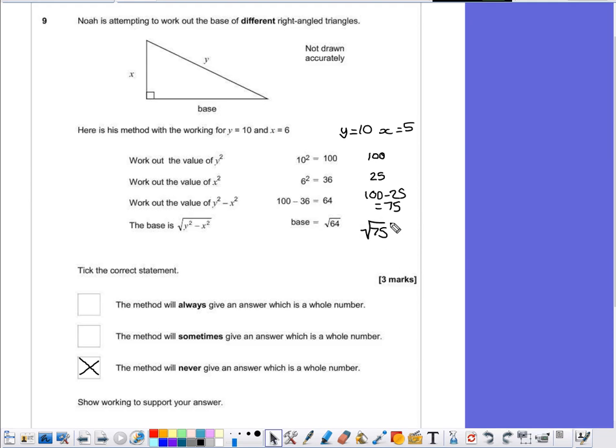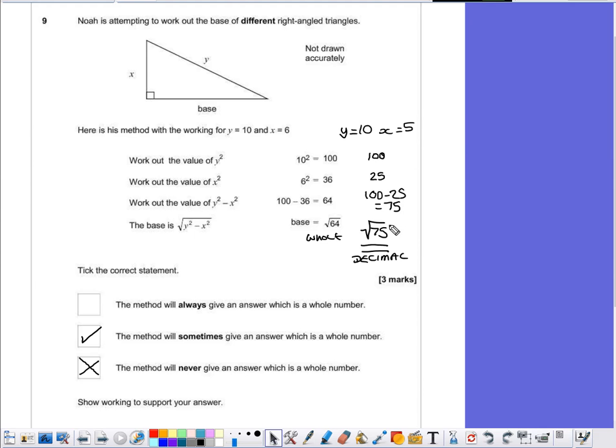I don't know about you, I will not be able to find out the square root of 75 off the top of my head without a lot of written calculations. It is not a square number and therefore would end up giving us a decimal answer. So what we can say here is that yes, we can have a whole number, but if we choose a slightly different variation of this, we end up with a decimal solution. This is not going to be a whole number because this is not square, so therefore it will sometimes give us an answer which is a whole number.